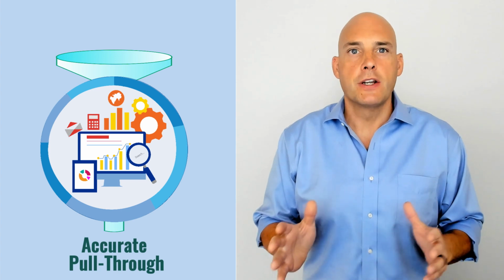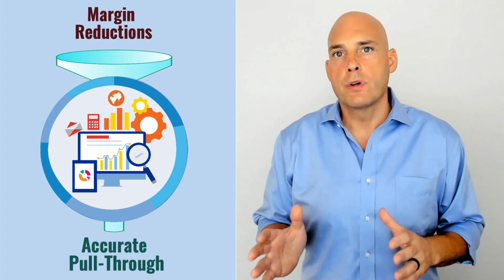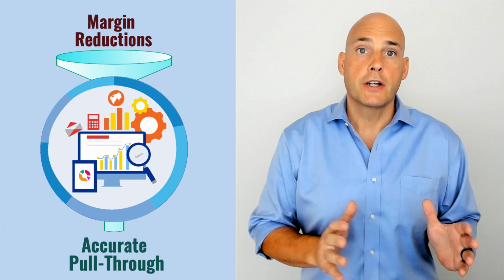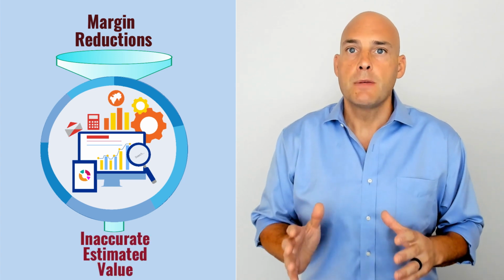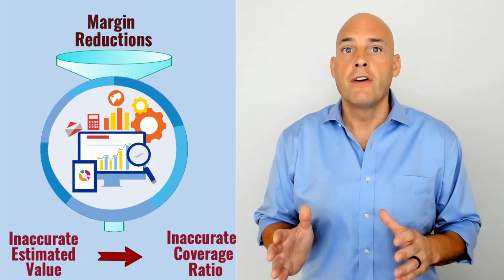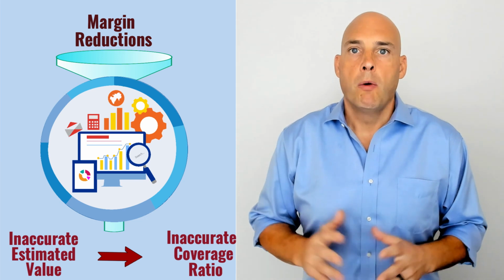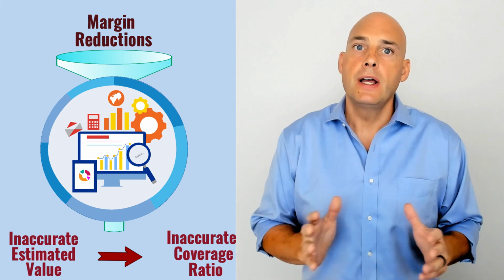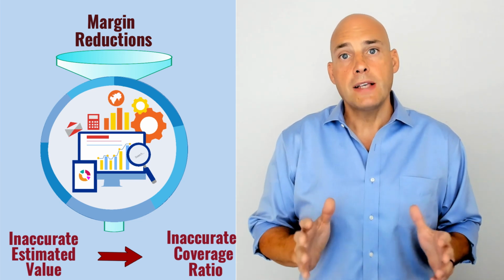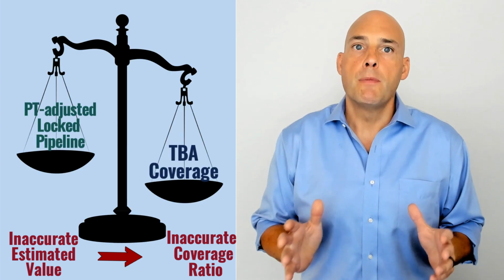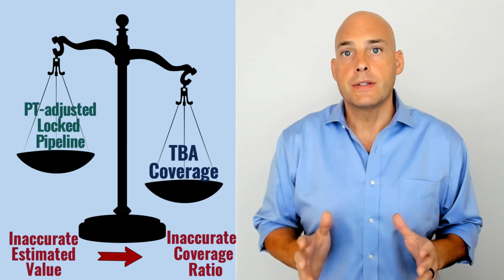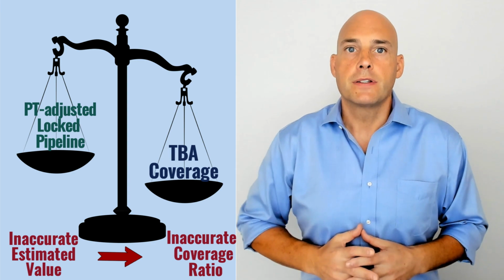When it comes to a lock pipeline, a hedge model might nail the prediction of pull-through, but if it doesn't correctly foresee and include adjustments for margin reductions like renegotiations, the estimated value of the lock pipeline will be off and the position will be unbalanced. While accounting for margin reductions typically doesn't impact the coverage ratio as drastically as pull-through, it can still have a material impact on hedge results in rallies, and especially in black swan events.